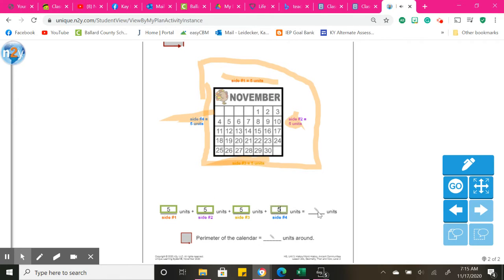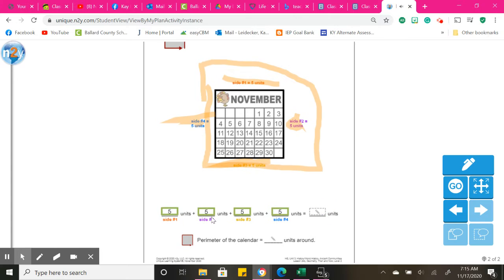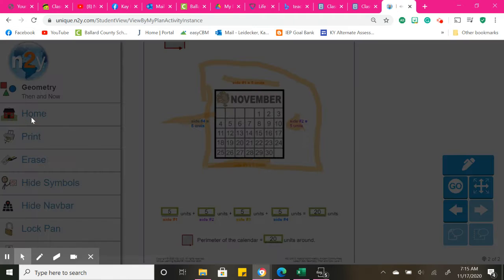And when we do perimeter, we add up all the sides. So 5 plus 5 plus 5 plus 5 is 5 times 4. So 5, 10, 15, 20. Perimeter of the calendar is 20 units. 20 units around. Okay, so that is perimeter.